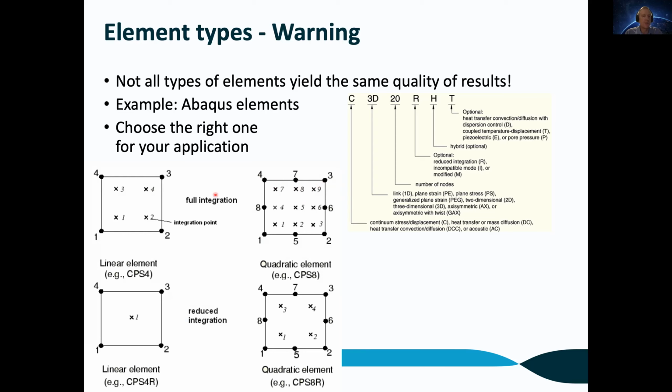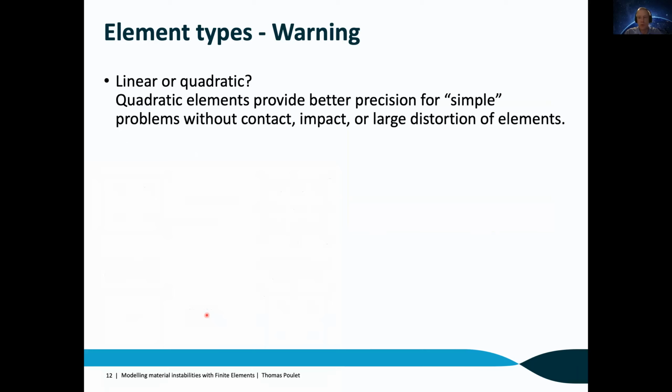We can also oppose the top 2 drawings, which are called full integration, where we can see a lot of integration points being drawn, as opposed to the bottom 2, which are called reduced integration, which have fewer. So the question is, why do we have all these models? What is the difference, and when do we use which? There is no strict rule, but if you're dealing with a mechanical problem, I would say that the quadratic elements provide a better precision if you have something that is simple, whatever that means, without contacts, impacts, or large distortions.